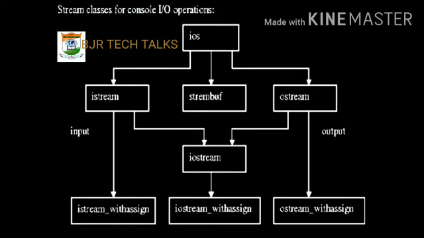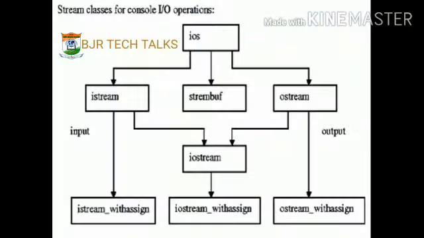istream_withassign is a stream class derived from the istream class and is used while providing input using the cin object. It means istream_withassign can transfer data only in one direction, from keyboard to program. ostream_withassign is a stream class derived from the ostream class and is used while generating output using cout. Here ostream takes data from the program and prints it on the monitor. And iostream_withassign is a combination of both istream_withassign and ostream_withassign. iostream_withassign can be used in both input-output functions.